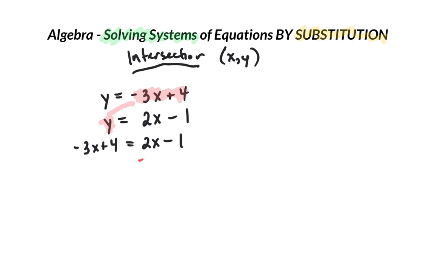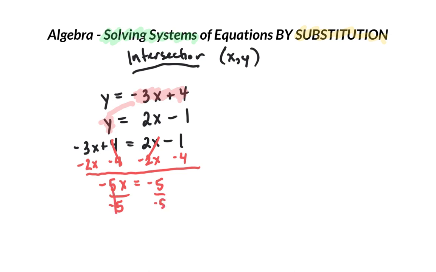We're going to subtract 2x from both sides. Maybe subtract 4 from both sides. So negative 3x minus 2x is negative 5x. And negative 1 minus 4 is negative 5. Divide both sides by negative 5. x is 1. But we need the other part, so we're going to plug it in. Again, which equation we use does not matter.